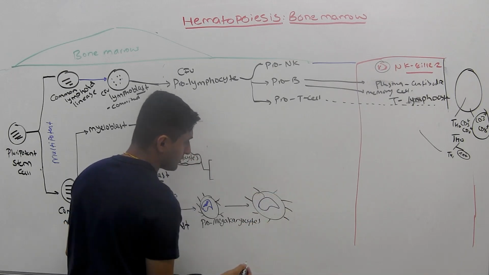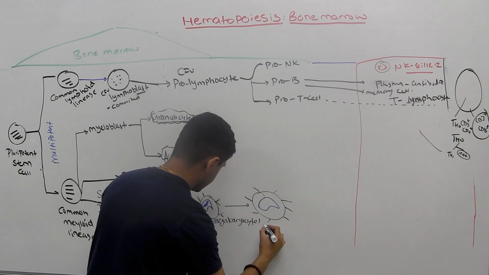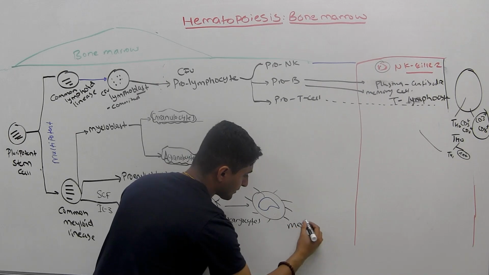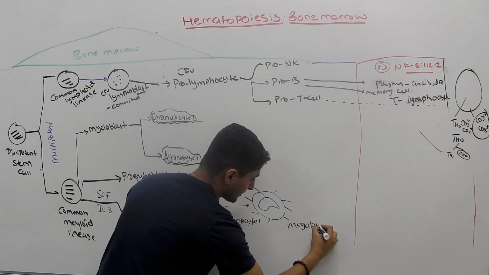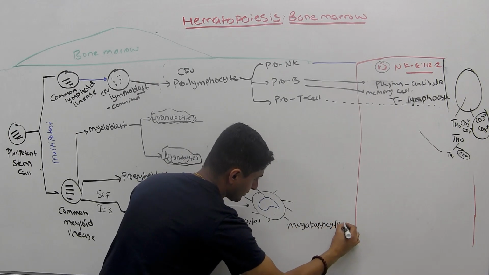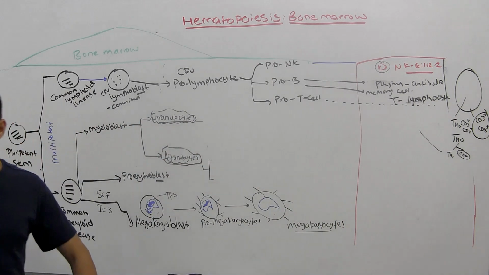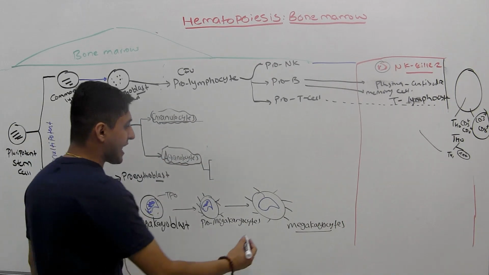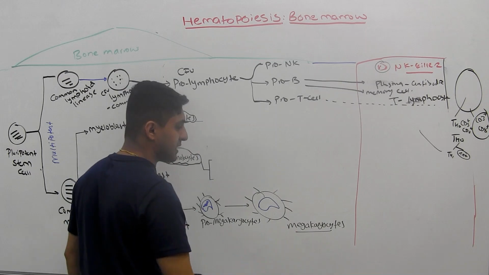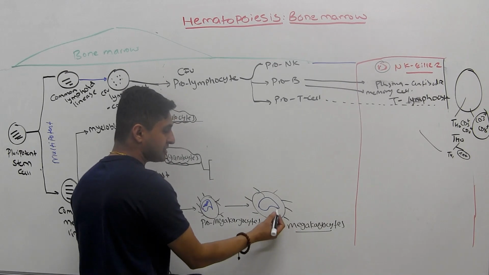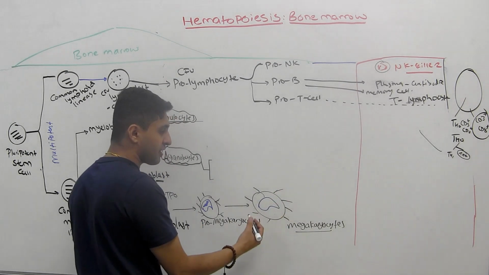Okay. Now, this is called megakaryocytes. Okay. Now, this megakaryocyte, obviously, it's going to have big cells. It's really big, right? And the differentiated cell has a lot of these finger-like projections coming out of it.